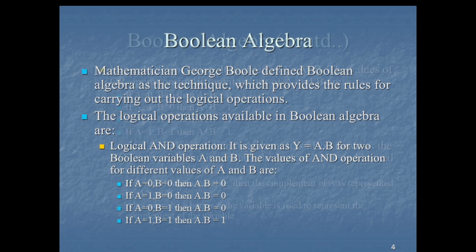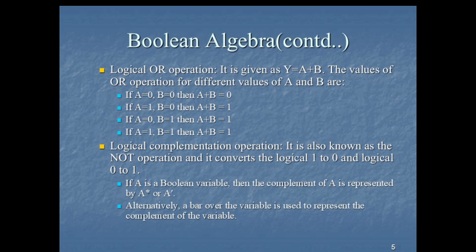Another logical operation is the OR operation, which is represented by y is equal to a plus b. The OR operation for different values of a and b are like that. If a is 0, b is 0, then a plus b, that is the OR operation of a and b, is equal to 0.